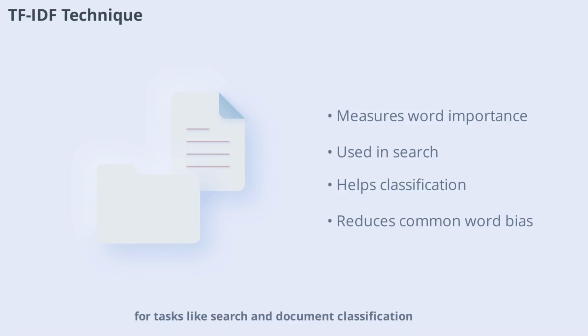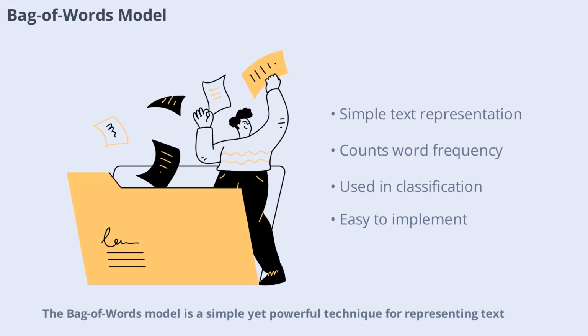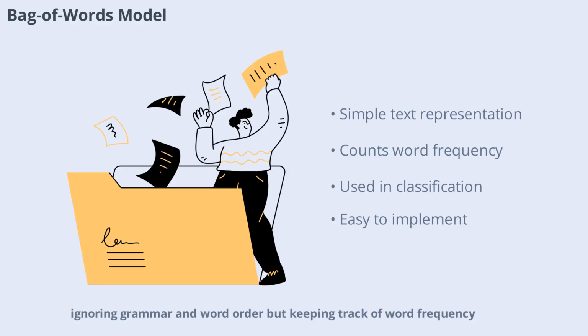Bag of words model is a simple yet powerful technique for representing text. It treats each document as a collection of words, ignoring grammar and word order but keeping track of word frequency. This approach is often used in text classification and sentiment analysis. While it doesn't capture context, Bag of Words is easy to implement and forms the basis for more advanced models. It's a great starting point for many NLP tasks.